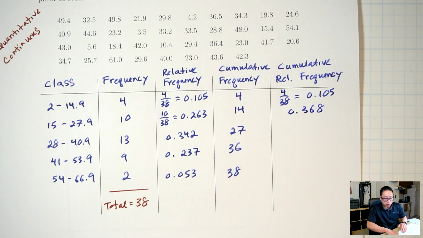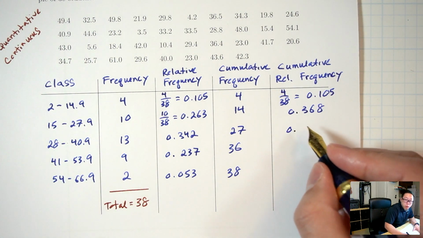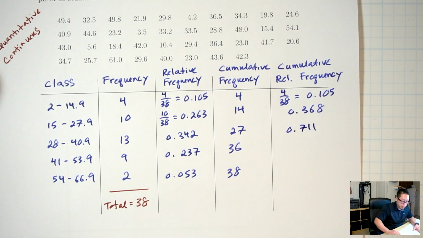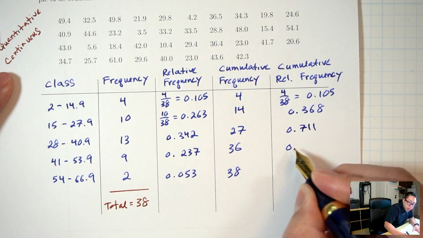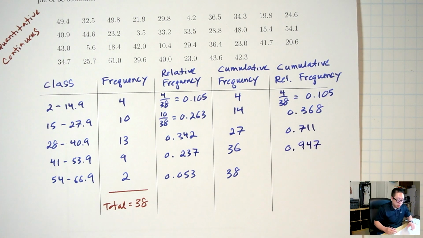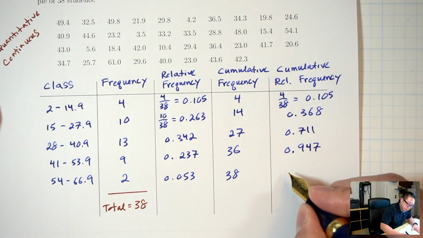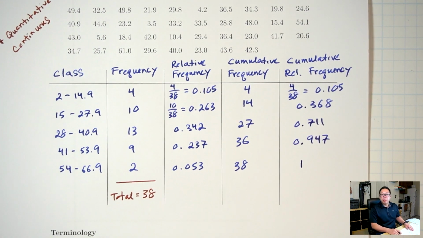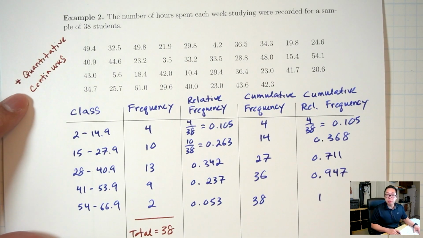Next is 27 divided by 38, 0.711. Next, 36 divided by 38, 0.947. And then last, 38 divided by 38, that's going to be 1. And that's a distribution for quantitative continuous data.